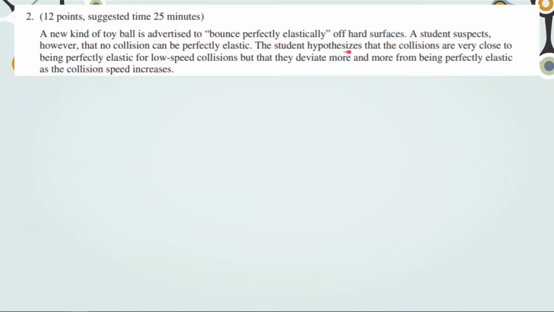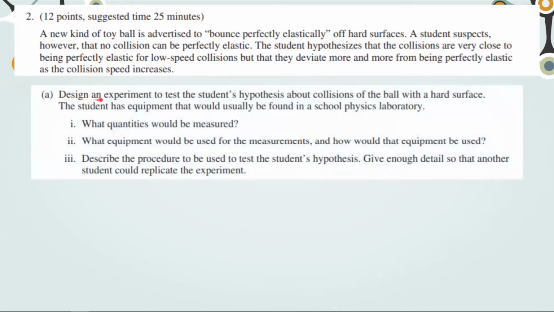The student hypothesizes that the collisions are very close to being perfectly elastic for low-speed collisions, but that they deviate more and more from being perfectly elastic as the collision speed increases. Part A. Design an experiment to test the student's hypothesis about collisions of the ball with a hard surface. The student has equipment that would be usually found in a school physics laboratory.